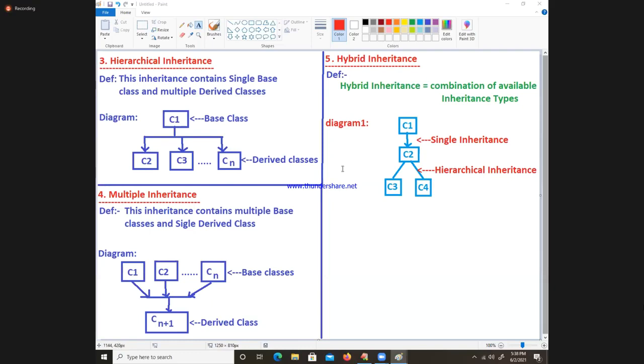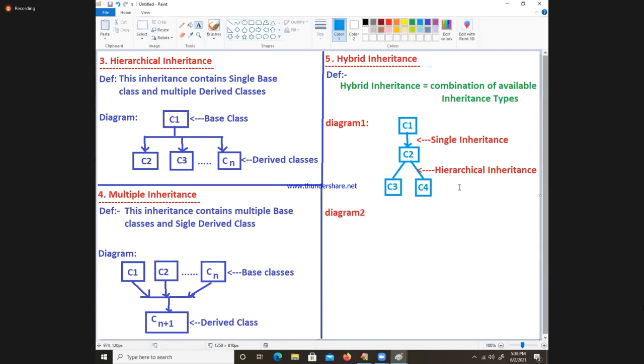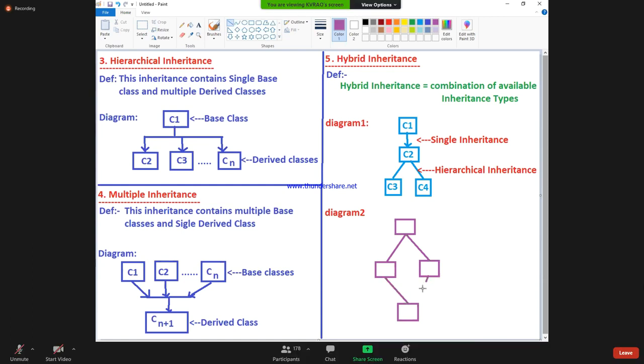Very good. Now let me go to diagram number 2. Please watch diagram number 2, which I will draw here. I have the class C1, the class C2, the class C3, and the class C4. Now I am taking C1 to C2, C1 to C3, C2 to C4 and C3 to C4.